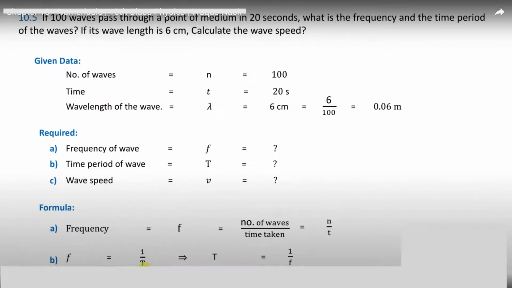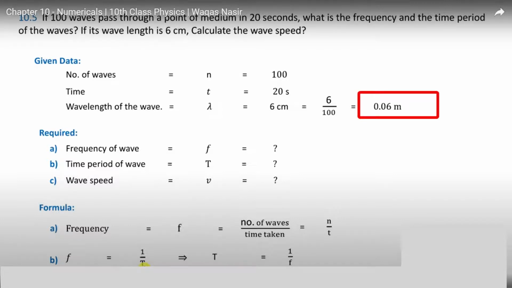We will write the number of waves denoted by n, which is equal to 100. Then time is equal to t, which is 20 seconds. Wavelength of the wave, lambda, is equal to 6 centimeters. Here we have the measurement in centimeters. We have to convert it into the SI unit of length, which is meters. There are 100 centimeters in 1 meter, so we will divide the 6 by 100 and we will get the measurement in meters.